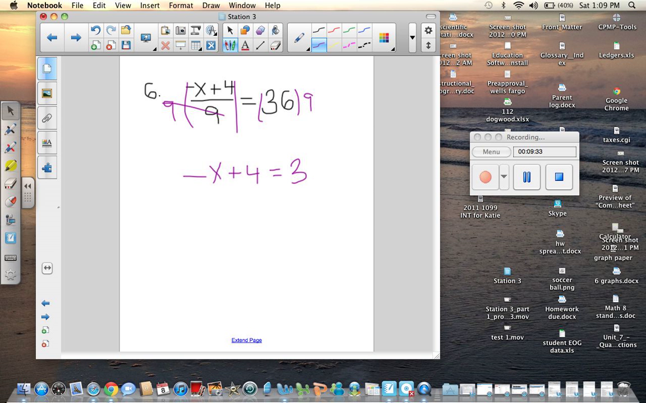And then the 4 is keeping the x from being alone on the left side, so we subtract 4 from each side using the inverse operation. And on the right side, we're left with 320. And on the left side, we are left with -x, which is really a negative 1x. So to get x alone, the last step is to divide each side by negative 1, and we are left with x equals negative 320. And that's it for this station.